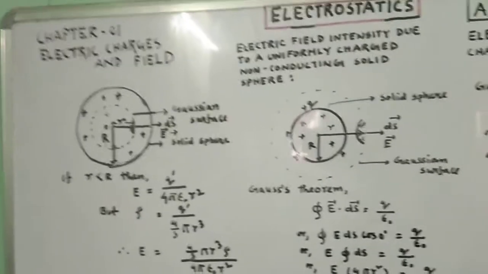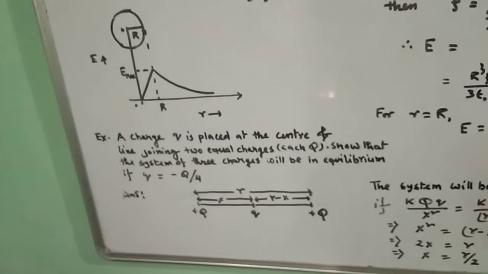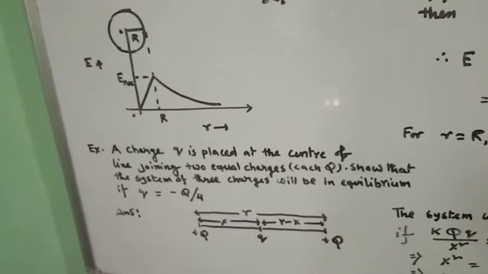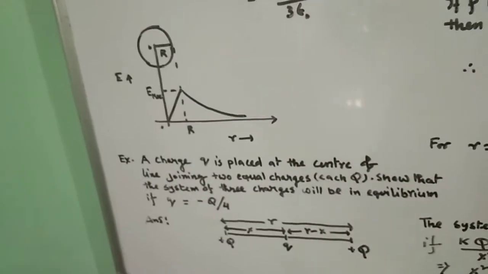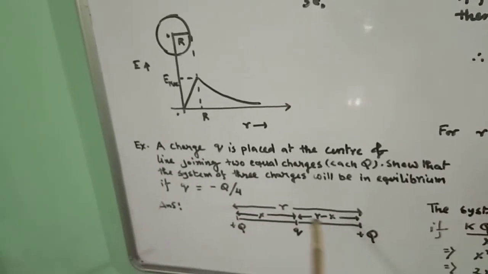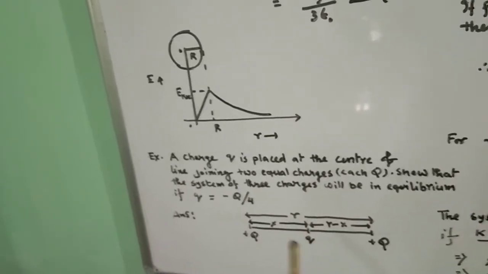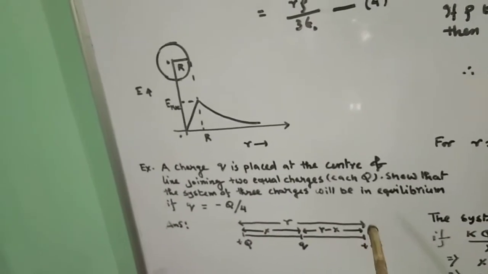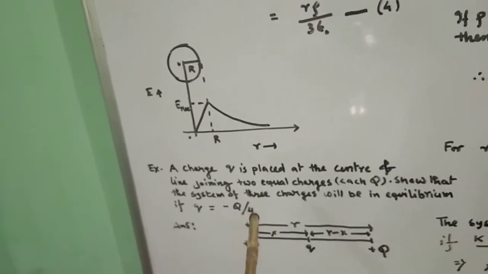Now there are lots of applications or numericals, so you go through all the applications, and one application we are going to discuss today. It says that a charge q is placed at the center of a line joining two equal charges, each Q. Show that the system of the charges will be in equilibrium if small q equals minus capital Q by 4. So you see this diagram, two charges are there separated by distance r. We have to place a third charge q. We don't know how far we have to place it, that's why we have considered this is x, this is r minus x. Now we have to define the equilibrium condition, under which we have to prove that q equals minus Q by 4.